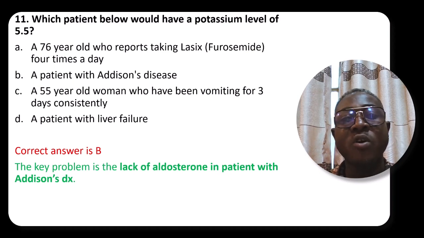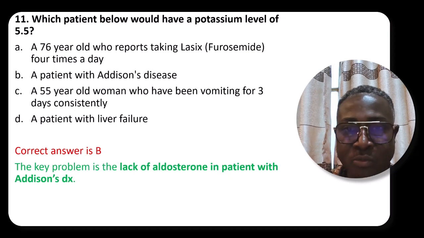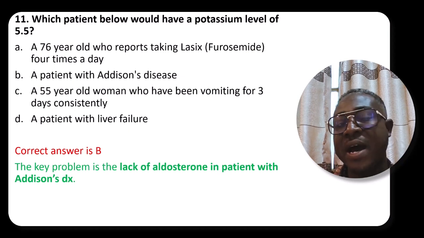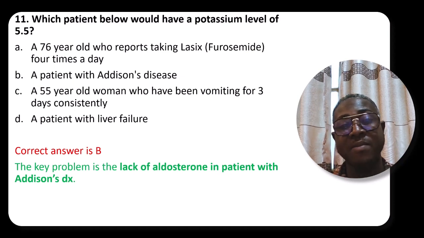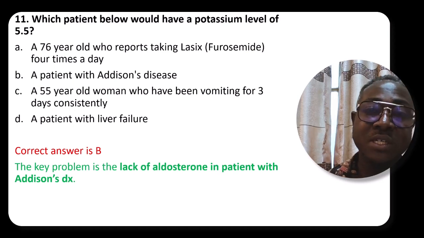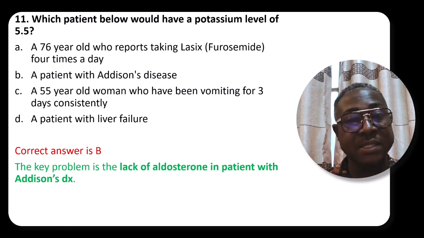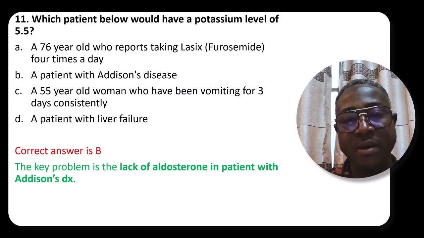And C is a woman who is vomiting. When we are vomiting, we are bringing out potassium, so we should monitor you for hypokalemia. And then D, a patient with liver failure. Liver failure can lead to either hypokalemia or hyperkalemia, depending on the etiology and depending on the region of the liver or the damage or the mechanism of it, which I will explain in another video.